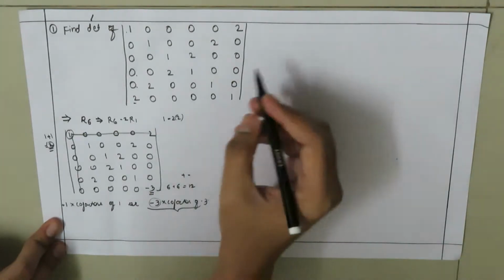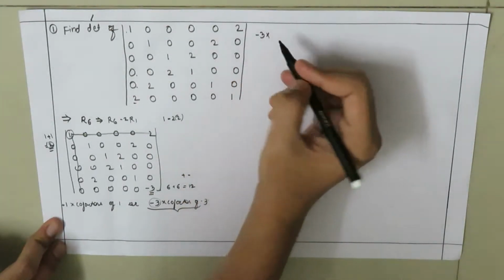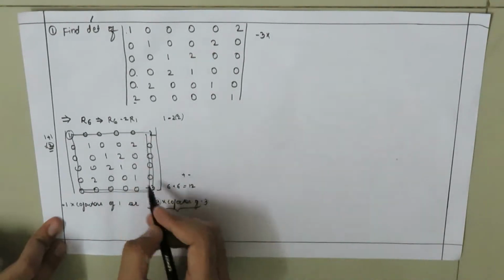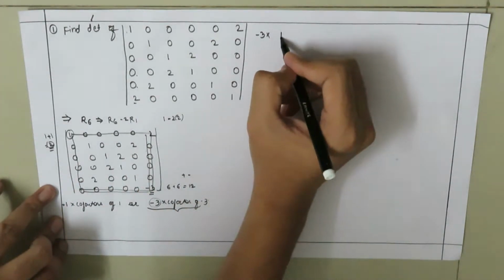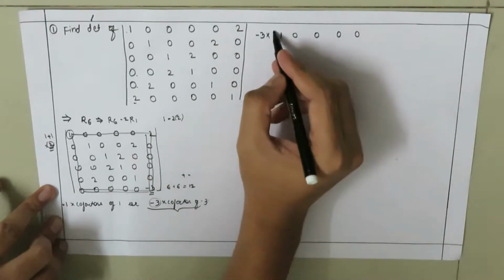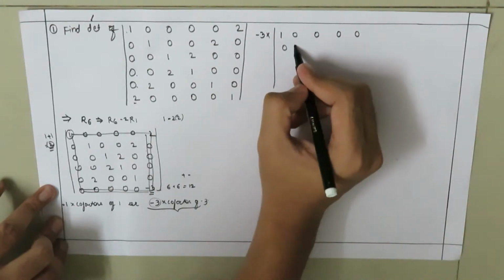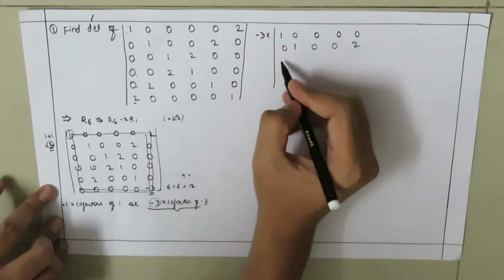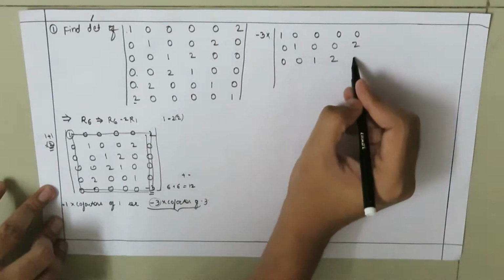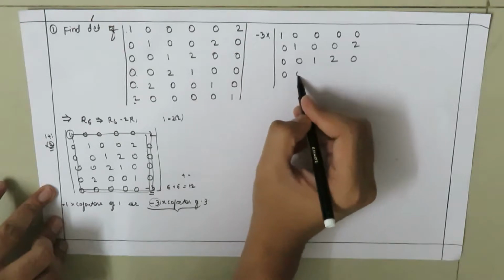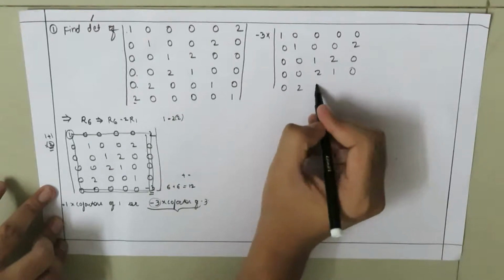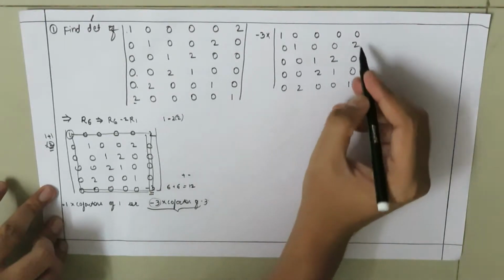So this will be -3 into the cofactors of -3, which will be these all elements. So this will be 1 0 0 0 0, and here we have 0 1 0 0 2, and here we have 0 0 1 2 0. Here we get 0 0 2 1 0. Here we'll get 0 2 0 0 1.